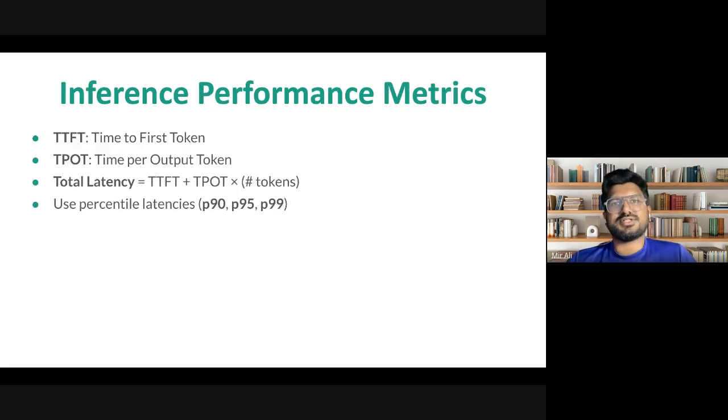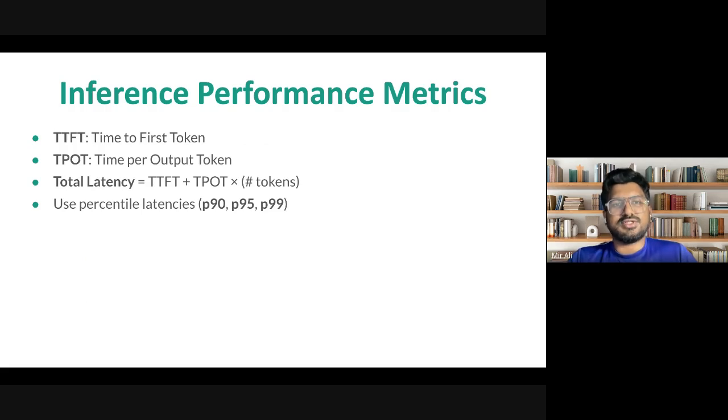Next, we'll be talking about a few important metrics based on which we can decide how much optimization has been provided by our techniques. The first metric is time to first token. Once we give our input tokens to the model, the amount of time it takes to decode the first token is called TTFT, time to first token.